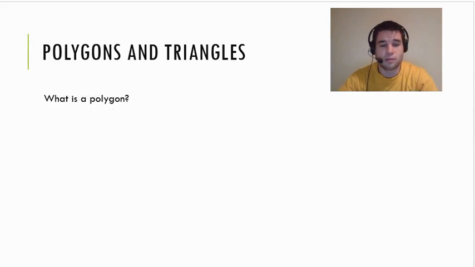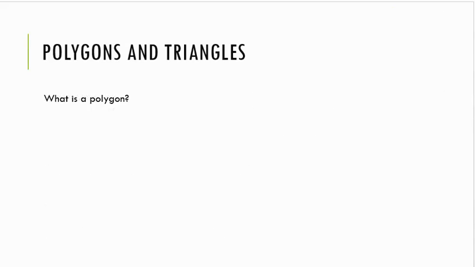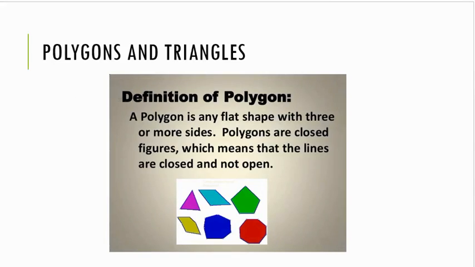So this may seem like a fairly simple question for you, but what exactly is a polygon? Can you define it? A polygon is any flat shape with three or more sides. Polygons are closed figures, which means that all their lines come to a point. There's no space. Think of a closed-in fence. If the fence is in a closed-off area, you can't go in without either jumping over the fence or opening up a gate.